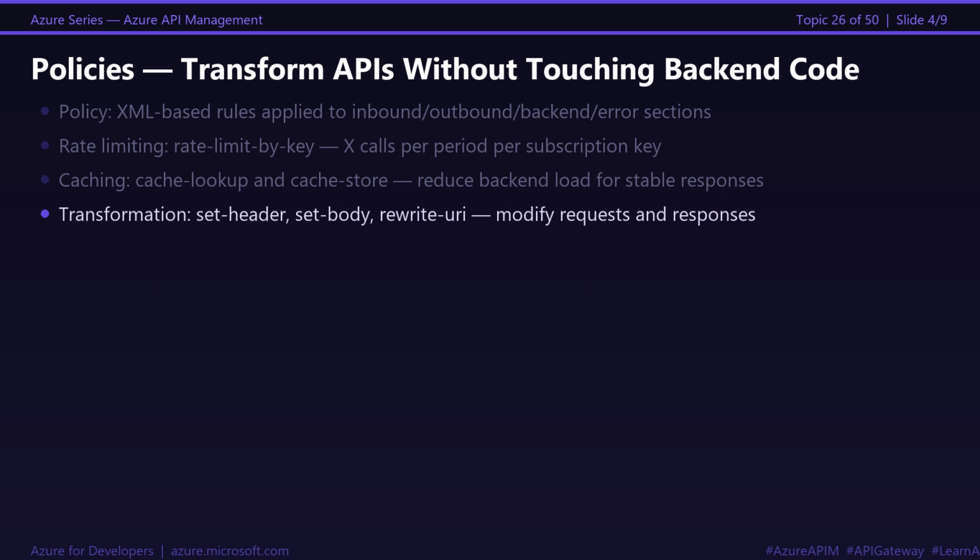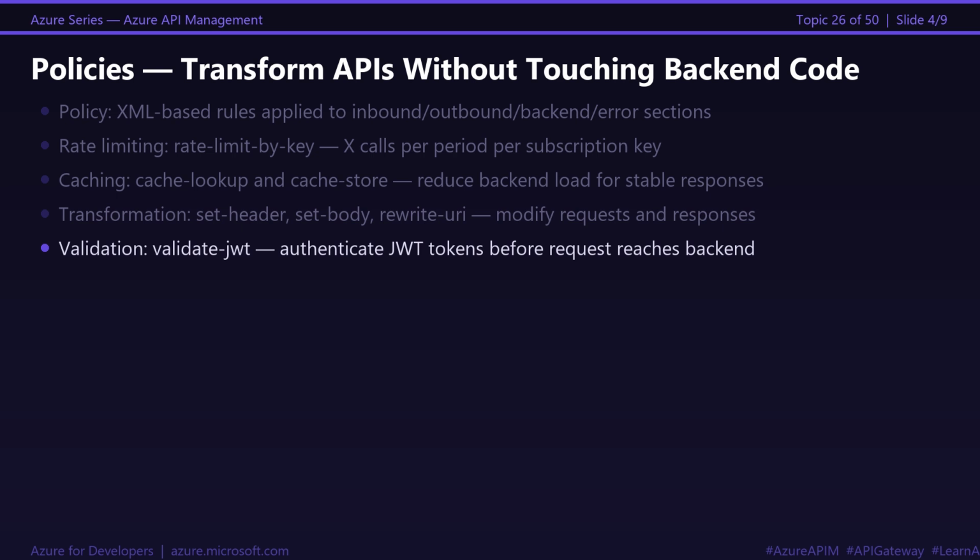Rewrite URLs between what clients call and what the backend expects. All of this runs in the gateway. Zero backend changes. Now pay attention here, this one matters for protecting production backends.